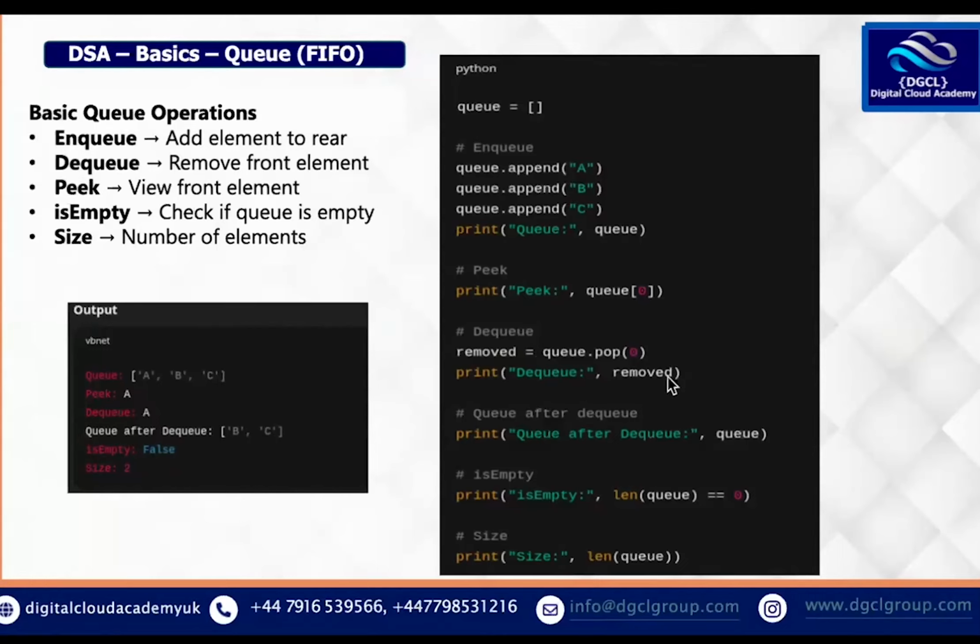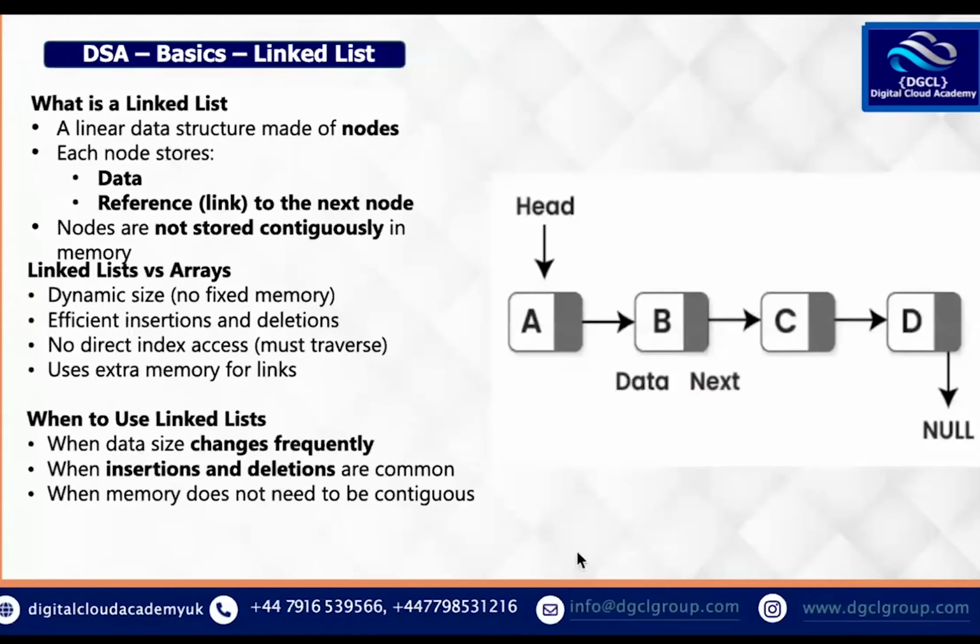Print the Q removed. You understand? That's that. So okay, what is a linked list? A linked list is a linear data structure made of nodes. Each node stores data and a reference link to the next node. So nodes are not stored contiguously in memory.